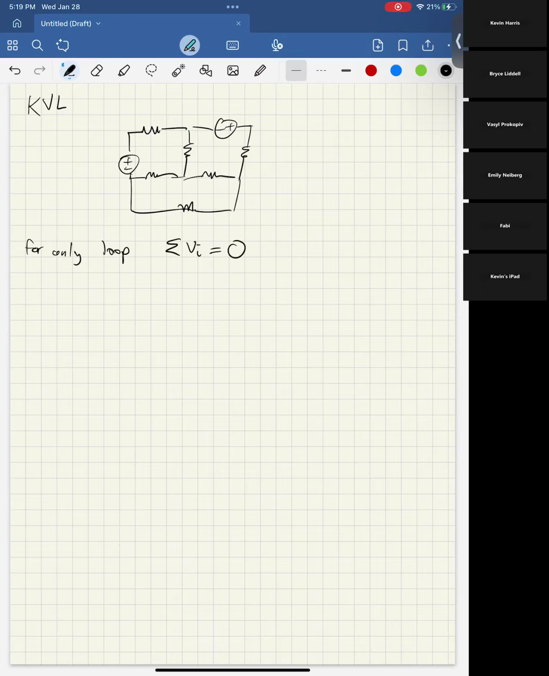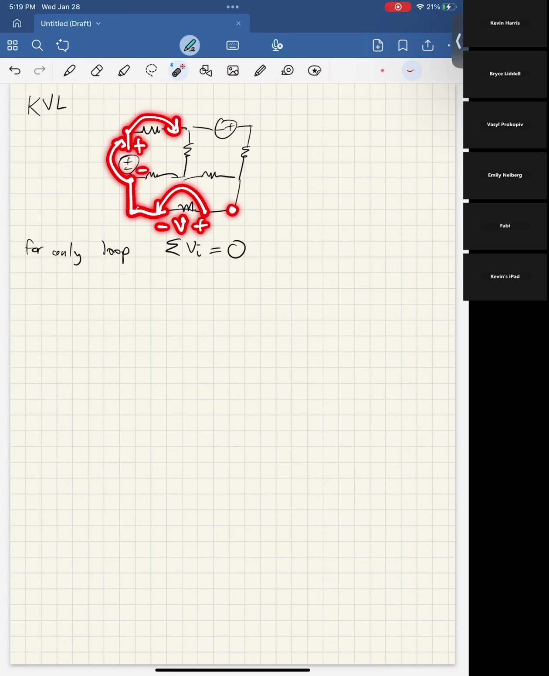What you can consider this to mean is, let's say we're starting at this point. I'm going to go from this side of the resistor to this side of the resistor. The voltage is going to change, right? So I'm at some voltage here. And then from this side of the voltage source to this side of the voltage source, the voltage is going to change. And then from here to here, it's going to change. And then from here to here, and from here to here. What it's saying is that you should end up back at the voltage that you started at, right?